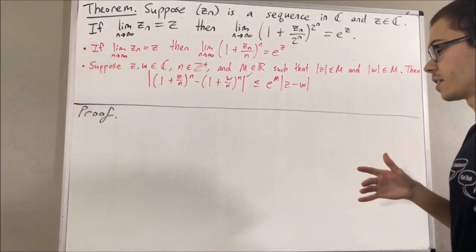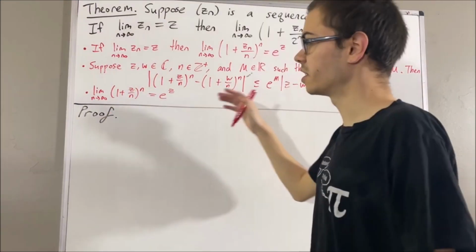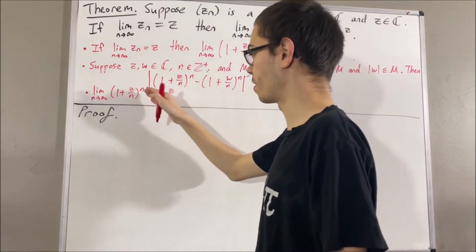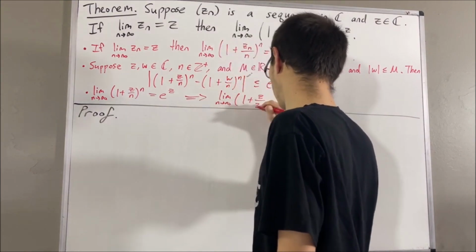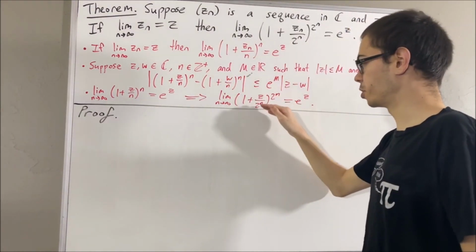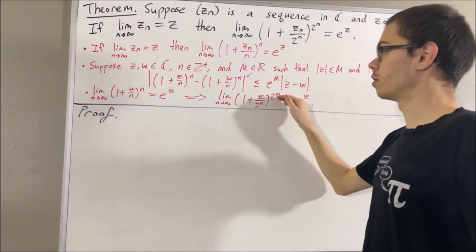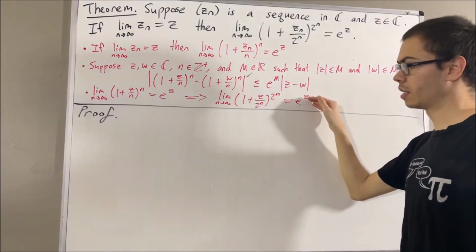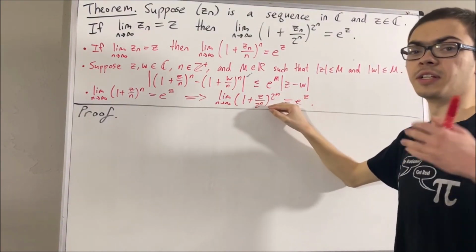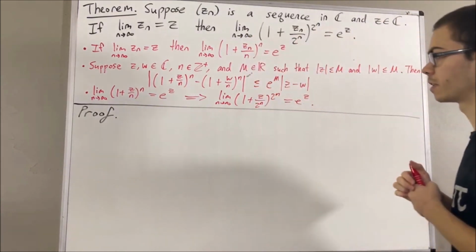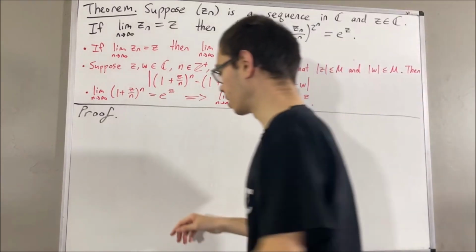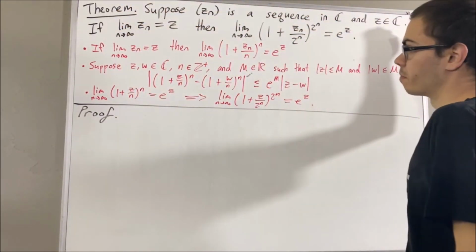And so, in that case, since we know (1 + Z/n)^n converges to e^Z, it follows that (1 + Z/2^n)^(2^n) will also converge to e^Z. Because this guy is really just a subsequence of this. Right? So now, let's get into proving this theorem.